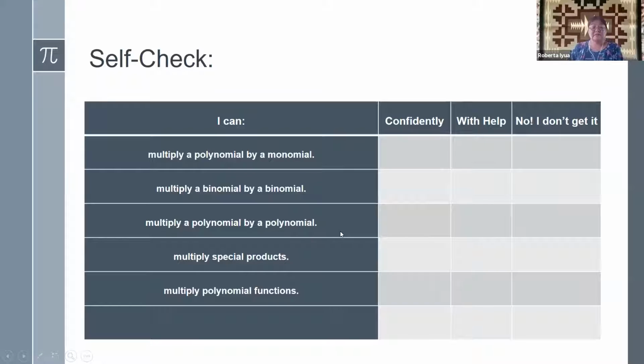Here's the self-check for this section. Can you multiply a polynomial by a monomial, multiply a binomial by a binomial, and multiply a polynomial by a polynomial? I can multiply special products and multiply polynomial functions.